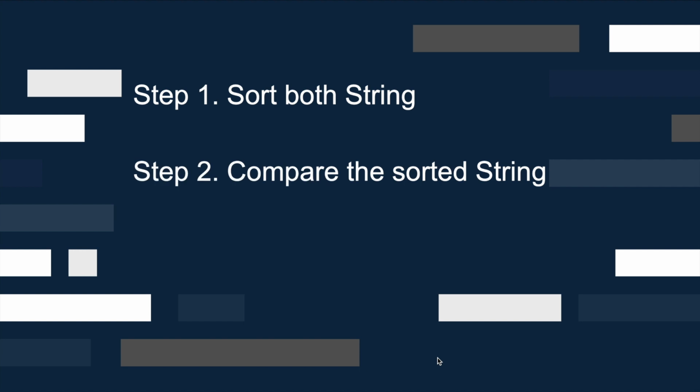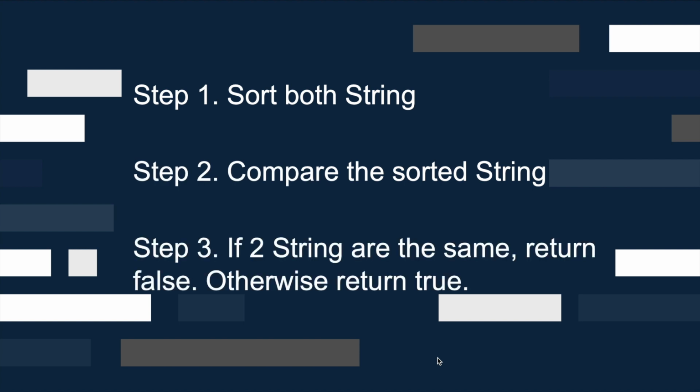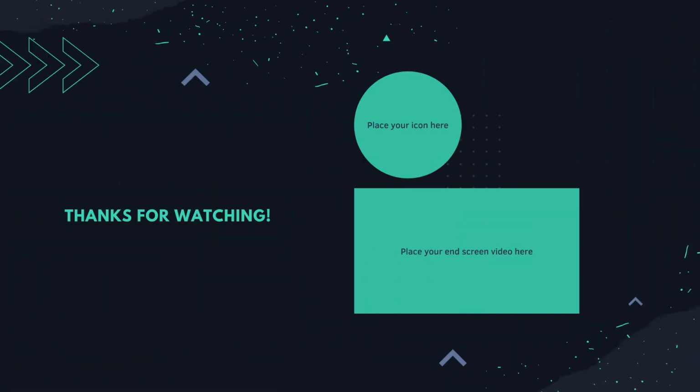In summary, there are three steps to check if a string is an anagram or not. Step 1, we sort both strings. Step 2, we compare the sorted strings. And step 3, if the strings are the same, we return true, otherwise we return false. That's the end of this video.